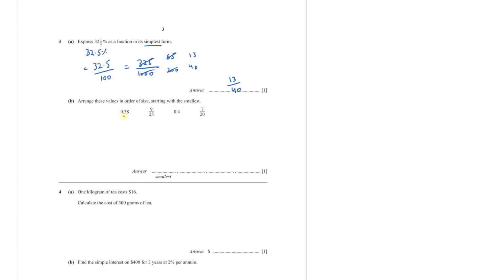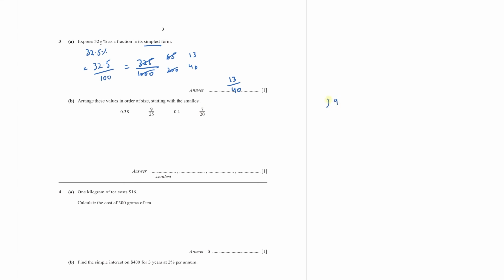You have a mixture of decimals and these fractions, and we have to sort them from smallest to largest. The best way to do this would be to convert these two fractions into decimals as well. The other way would be to convert these decimals into fractions, but then you'll have to take the LCM of all four, and that can take a long time. So let's convert these two fractions into decimals.